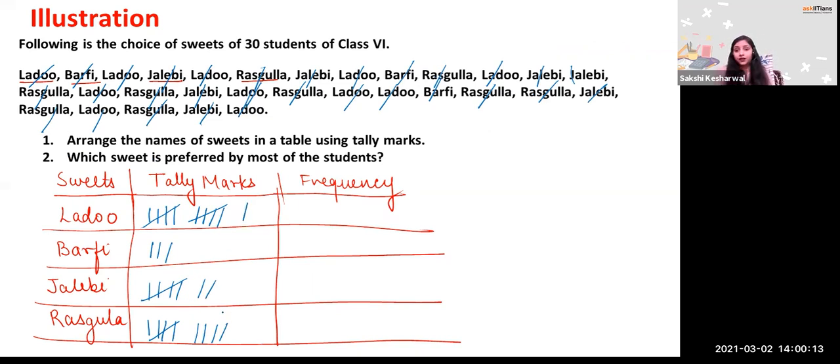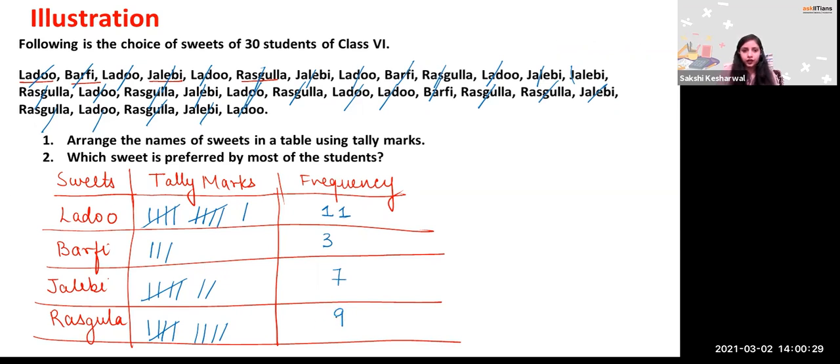Now you see how many students like the laddus. So this is how you do the calculation. So 5 plus 5 is 10 and then 11, right? Okay. Now, how many of you like the barfi? It's 3. How many of you like jalebi? 5 plus 2, 7. And then how many of you like rasgulla? It's 5 plus 4, 9.